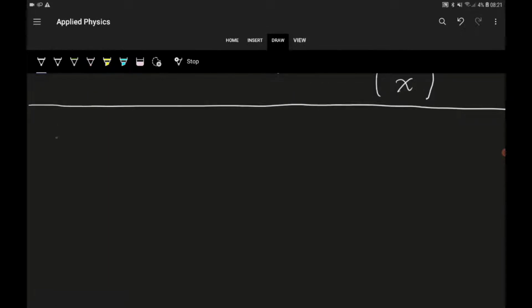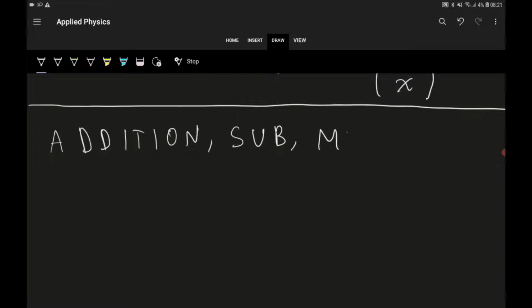Now let's come to some basic operations. The basic BODMAS operations, I guess just DMAS, do apply to vectors, which is addition, subtraction, and multiplication, division. I know you got the point. I'm not really sure why I wrote them down.